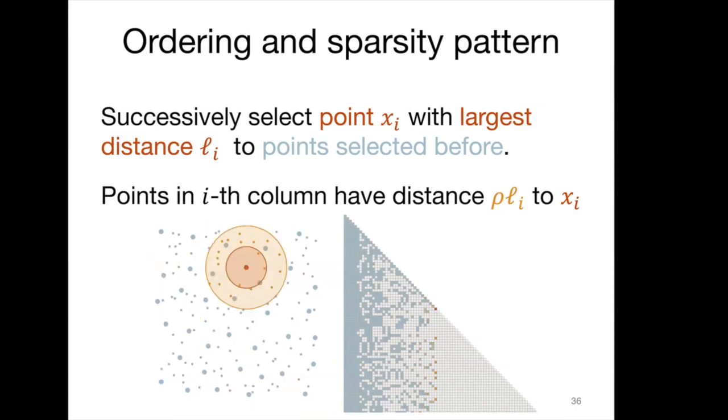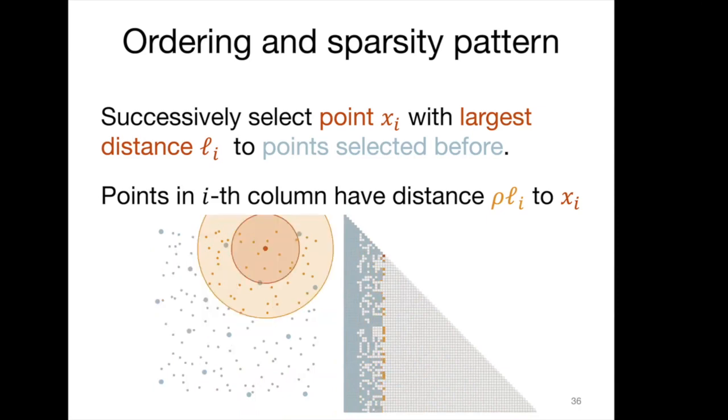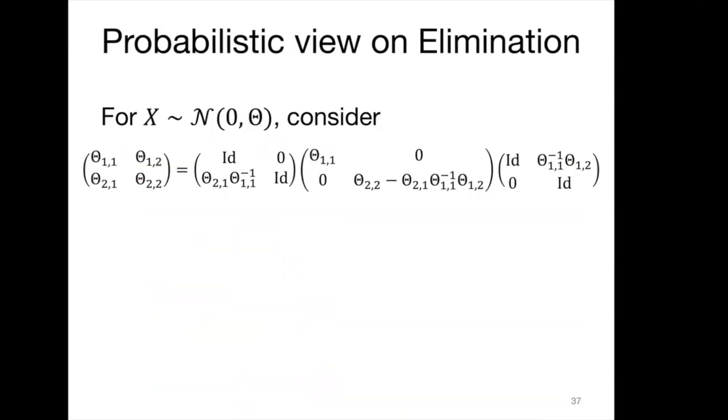So here we're basically saying the reverse: even though the original Green's matrix theta is dense, the Cholesky factors of the Green's matrix are actually almost sparse, and that's something we showed in previous work. At first, this may be a bit surprising, but it's not so surprising if you look at Cholesky factorization through a probabilistic perspective.